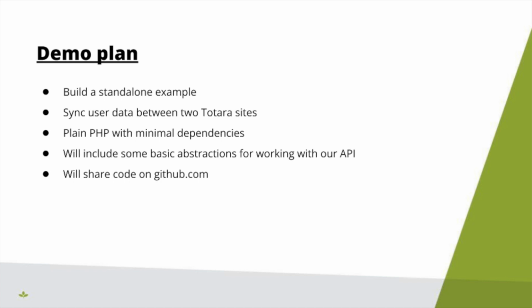And then I'm going to try and build some kind of basic abstractions for working with our API. So the idea here is that this is something like we will share the output of this example, and some of the stuff that's in here might actually be useful for you to get started if you want to be making requests to the API. So we'll be dealing with OAuth requests, authentication, and some basic handling of the responses from the Totara APIs.